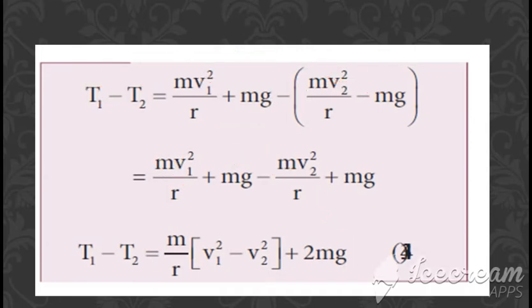Okay, after this what we are going to do is find the values of v1 square and v2 square. Okay, so keep this equation as it is. This is the equation which you are going to use afterwards. So the equation is T1 minus T2, which is equal to m by r into v1 square minus v2 square plus 2mg. So have this equation as it is.